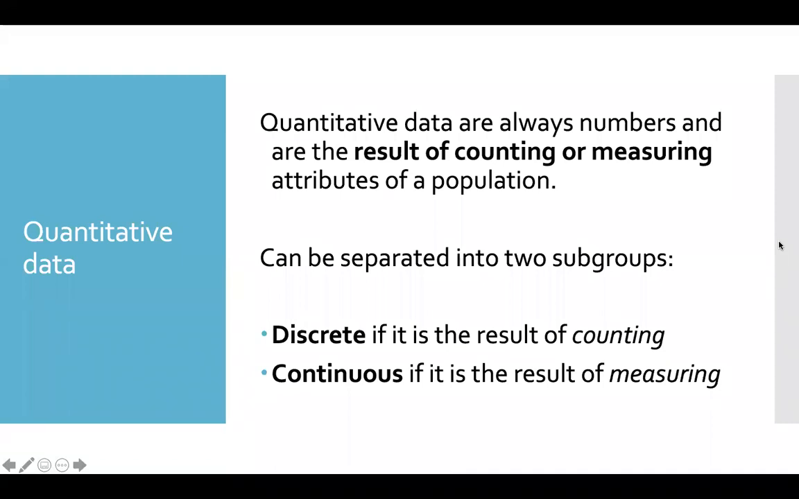The second one, quantitative data, is generally expressed in numbers. Either they are the results of counting or measuring. They can be separated into two groups. One is discrete and the second one is continuous. Discrete data is the result of counting. Continuous data is the result of measuring.